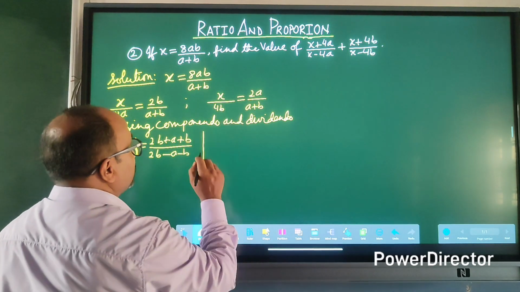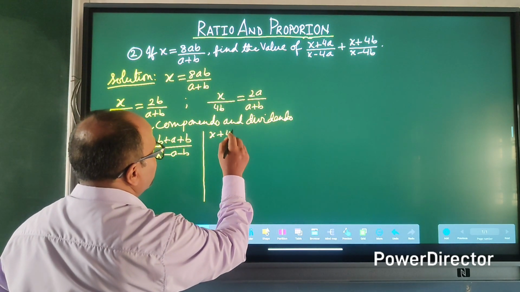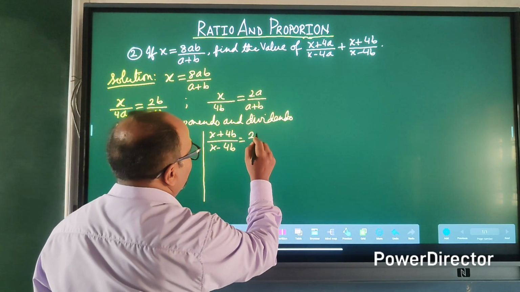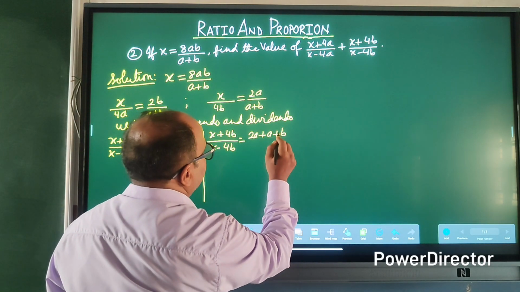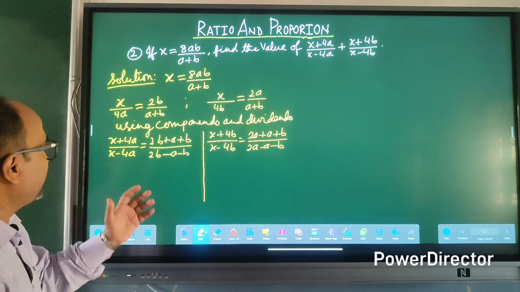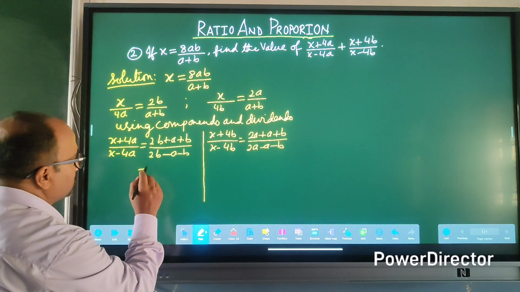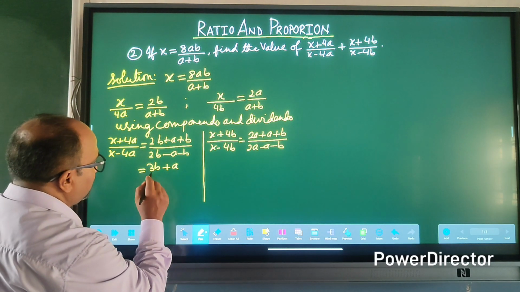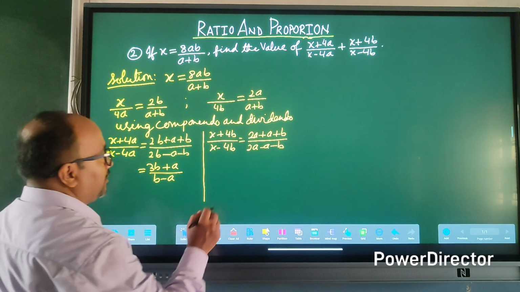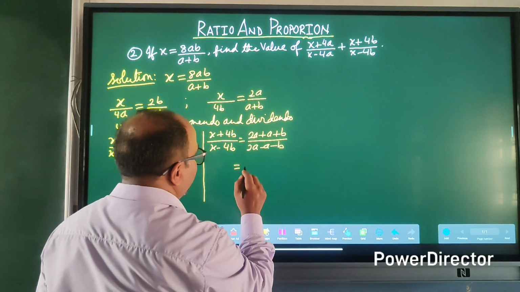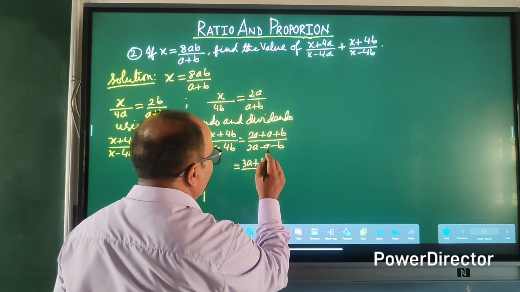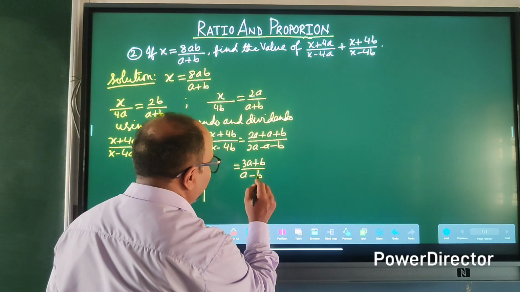Now I will apply to this part also. So I get x plus 4b by x minus 4b. This side 2a plus b by 2a minus b. Let us simplify it out. So this will give me 3b plus a, and this will give me 2b minus b as b minus a. And this part 2a plus a will give me 3a plus b, and here 2a minus a will give me a minus b.